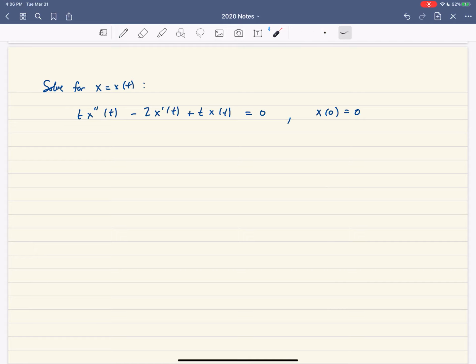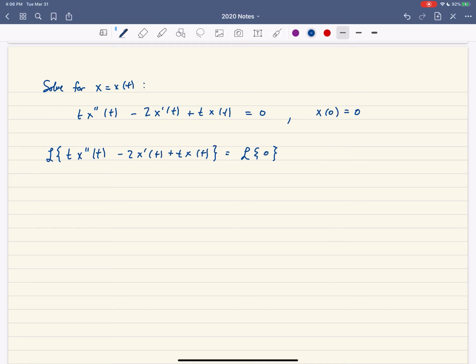This is a second degree equation. That means that we're going to have one constant in our answer, and that's totally fine. So what I want to do is walk through all the steps. And what we're going to do to start with is take the Laplace transform of both sides. We're going to have the Laplace transform of t x double prime minus 2x prime plus t x, and that's going to be equal to the Laplace transform of 0.